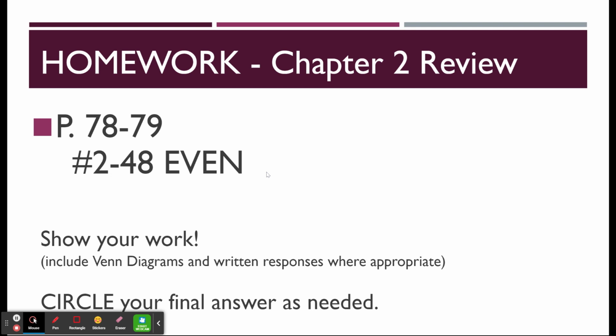Make sure that if you're writing true or false, you tell why you put true or false. Make sure if it asks you to make a diagram, you actually make your diagram. Might be a 2-circle or a 2-set or a 3-set diagram. Include written responses. And then we are circling our final answers so that our partners can find them more readily. So if you have any questions regarding the assignment, please let me know. Otherwise, I'll see you in class.